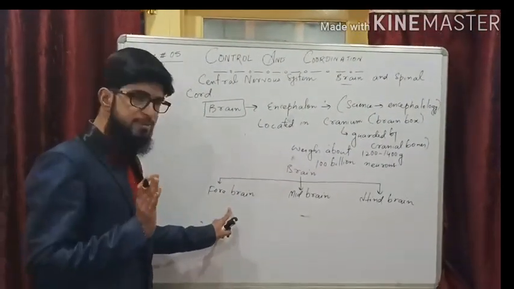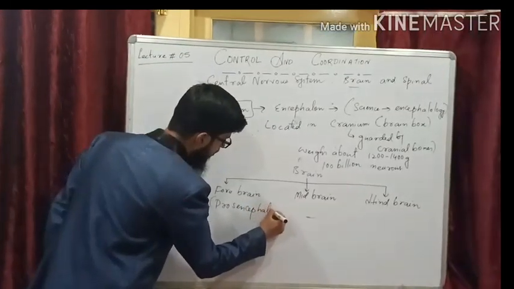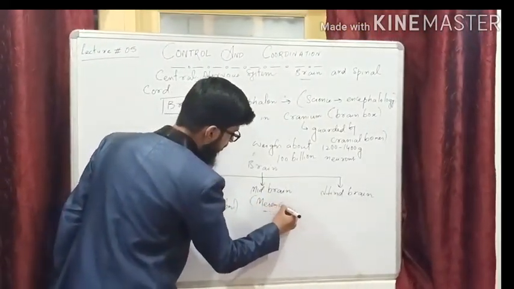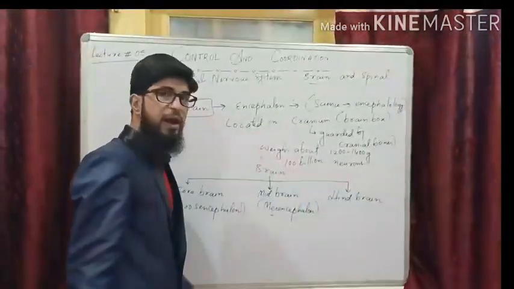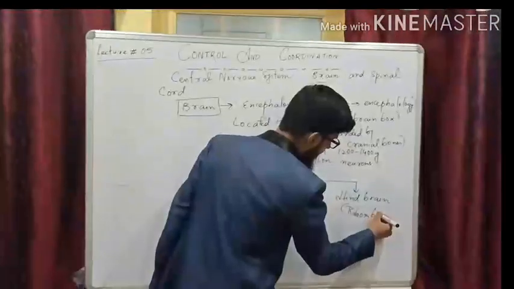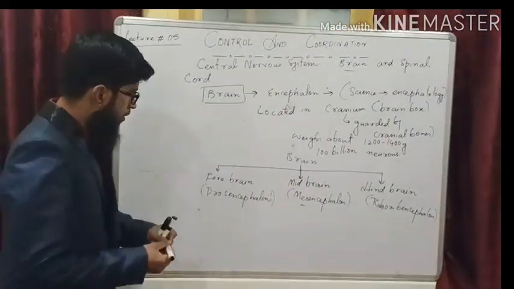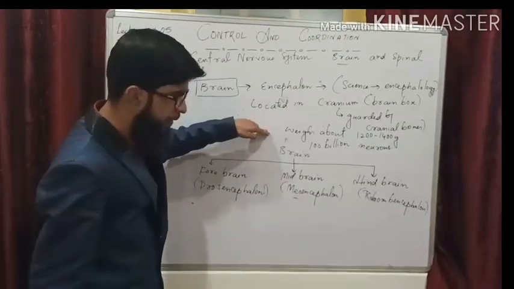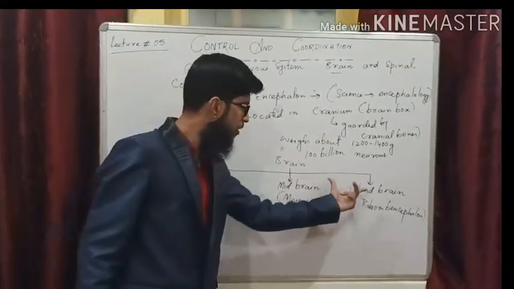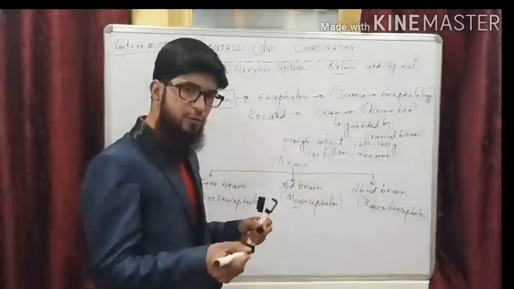The forebrain is typically also called prosencephalon. The midbrain is called mesencephalon. And the hindbrain is called rhombencephalon. So what we have discussed so far is that the brain is divided structurally into three parts: forebrain or prosencephalon, midbrain or mesencephalon, and hindbrain or rhombencephalon. Now, what are the parts of each of these?